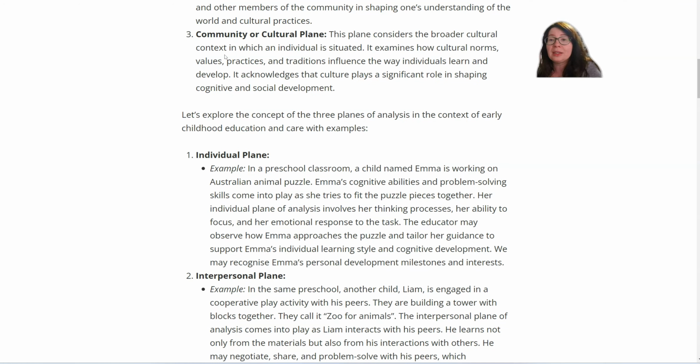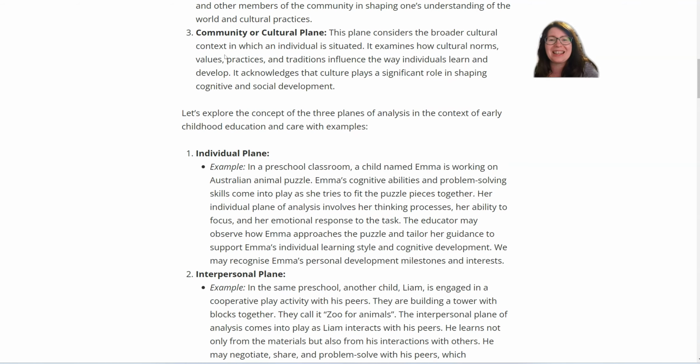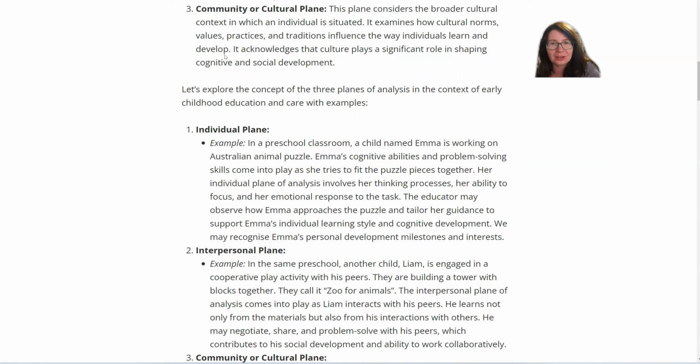That's why paying attention to these interactions, and the words that I use or the looks that are exchanged, is a very, very important way of learning. It shows how children shape their world and how the world shapes their understanding of the world as well, and the learning of cultural practices. Lens number 3 is the community or cultural plane, or contextual or institutional plane.